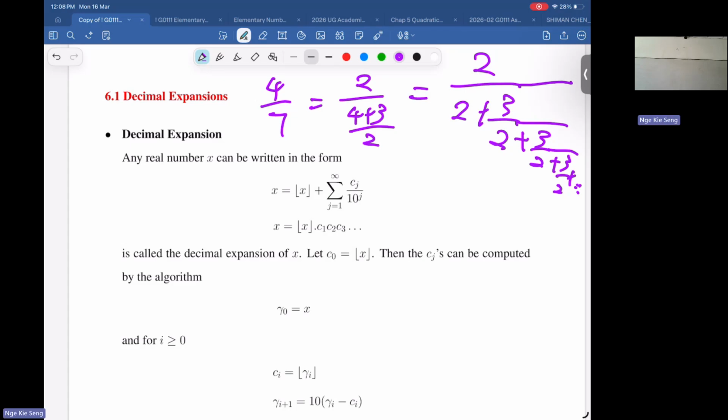Does this make sense? So maybe I can write some number here. Let's say 2.13. 2.13 is what? 2 plus 1 over 10 plus 3 over 100. Like that. Good. All right. So this is called the decimal expansion of x. So in general, how do you compute this c_i? What do you think? How do you compute this c_i?